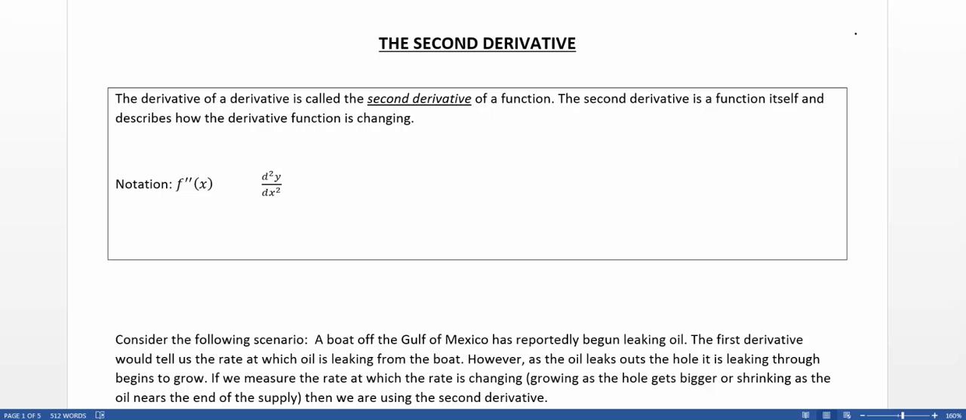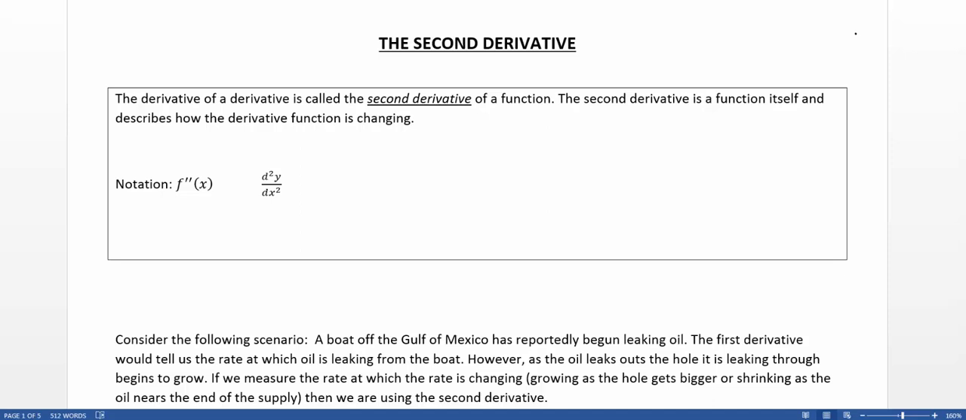The second derivative. So far, the functions that we've been studying, we've used to find the first derivative, the rate at which the original function was changing. But we could also take that same analysis and perform it on the first derivative to get the second derivative. The derivative of a derivative is called the second derivative of a function. The second derivative is a function in itself, and it describes how the derivative function is changing.